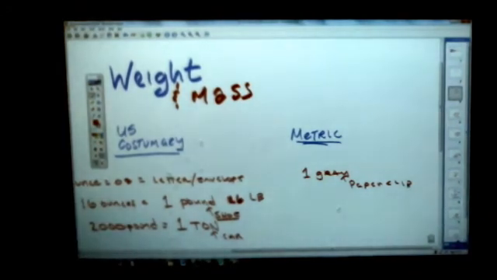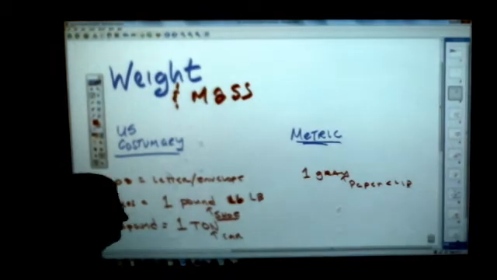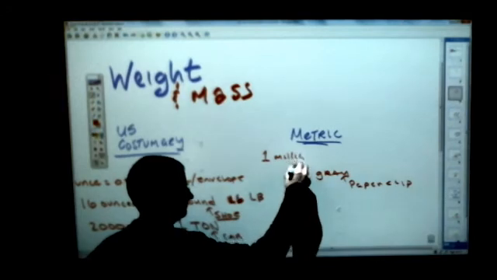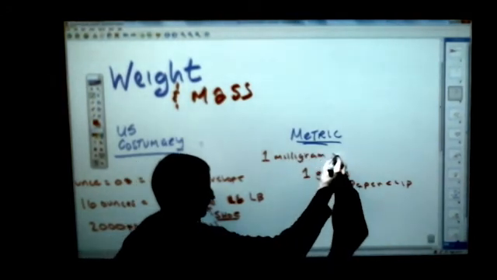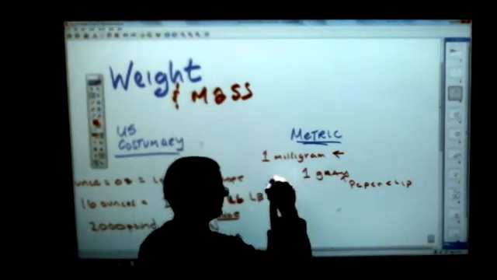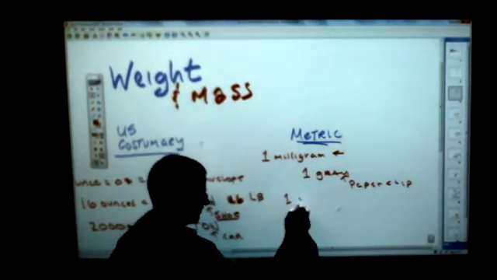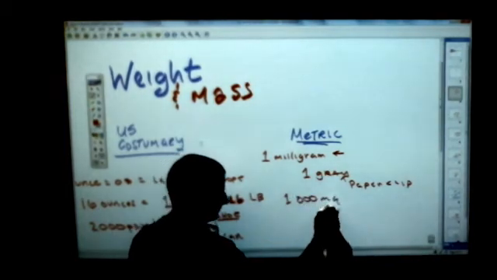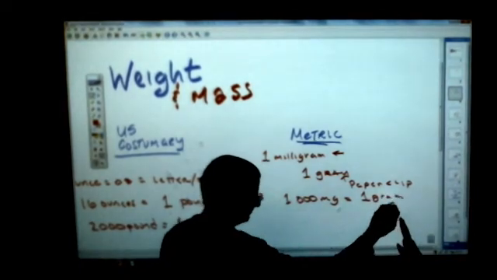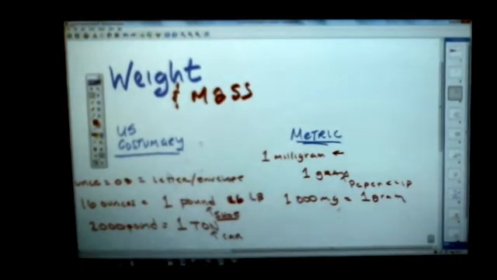But the metric system actually has a smaller unit than a gram. It is the milligram. And if you think about milligrams, 1,000 milligrams equals 1 gram. So if you took a paper clip and cut it into 1,000 pieces, that would be about a milligram. What do we measure all the time in milligrams that you guys are very familiar with? What is it?